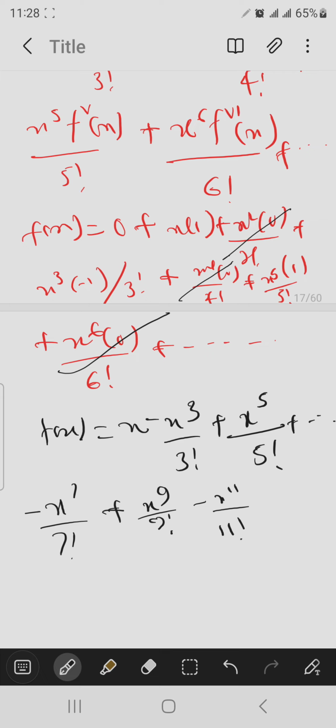Just know this trend for the Maclaurin series of sin x. You will enjoy it. So we should do it to the 6th. So we are going to stop here.